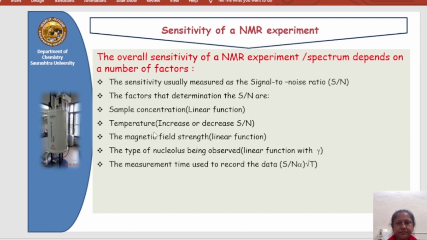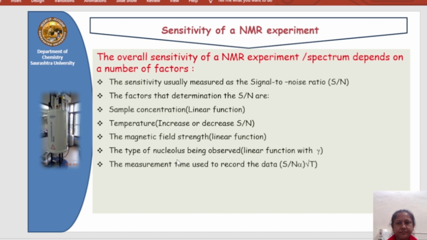If temperature is higher, it distorts the function of the spectrophotometer, and as a result the S by N ratio changes. So we can say it is inversely proportional. The third important point is magnetic field. Strength of magnetic field is also a linear function of signal to noise ratio. If the field strength is higher, we can improve the S by N ratio. If it is lower, the S by N ratio decreases.